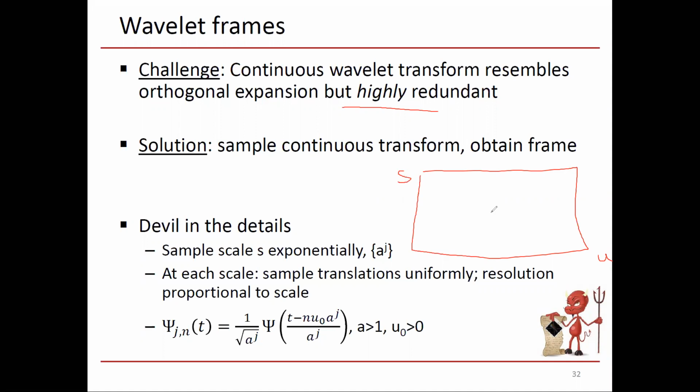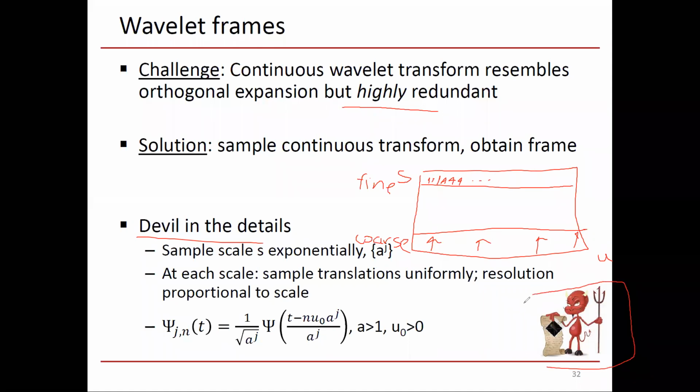And we're going to see in the next slide that at fine scales and coarse scales, as we discussed in the previous slide, we sample at a different rate. So at coarse scales, we sample slowly, and at fine scales, we sample a lot. Now, getting this frame, and again, it's a frame, it's not orthonormal, requires quite a few technical details. So the devil is in the details.